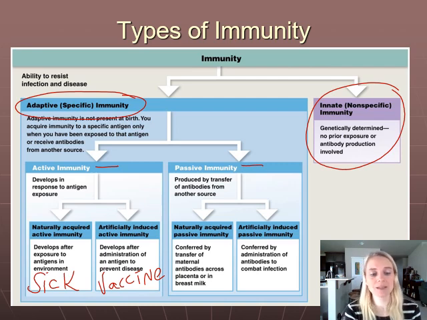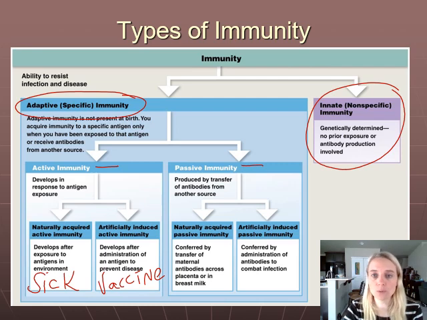Okay, so getting sick is naturally acquired active. Getting a vaccine is artificially induced active. In both of those, your body is responding to the antigen. In the other box, the passive immunity, somebody else's B cells or T cells are doing the fighting, and you benefit from that. The naturally acquired passive immunity, that's for babies, right?